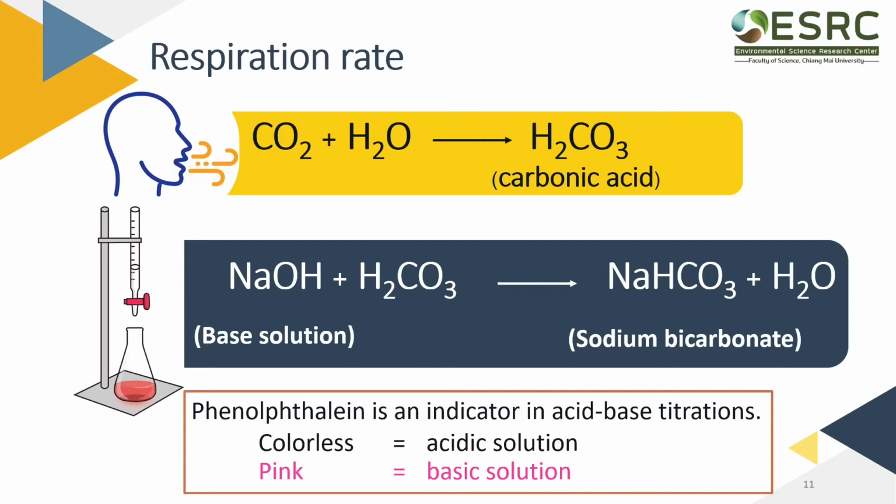Acknowledge that phenolphthalein is often used as the indicator in acid-base titrations. For this application, it turns colorless in acidic solutions and pink in base solutions.